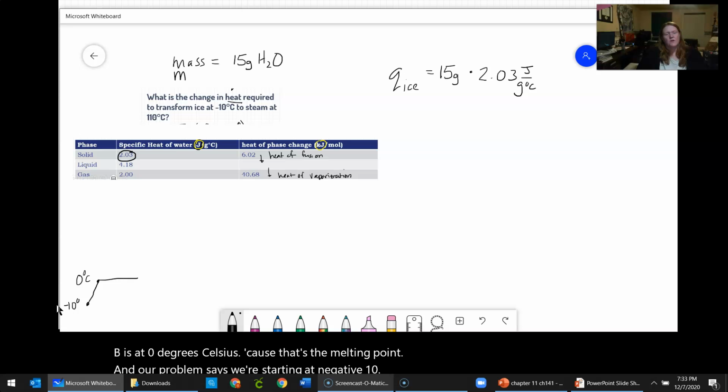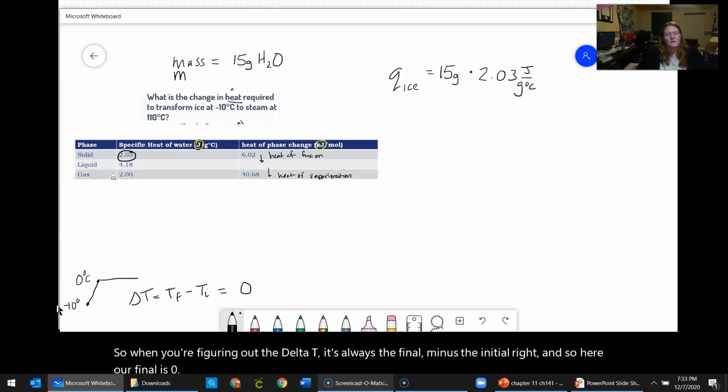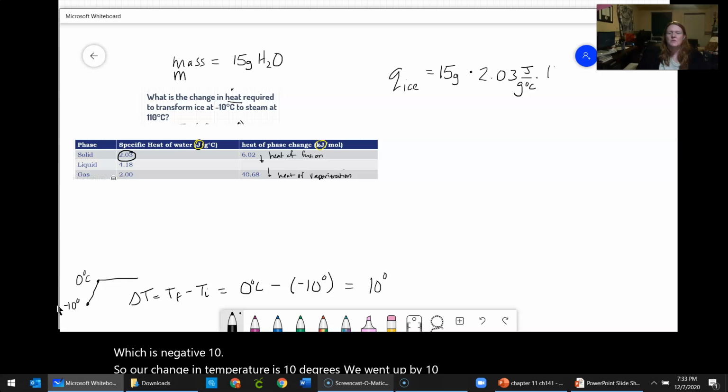So when you're figuring out the delta T, it's always the final minus the initial, right? And so here our final is 0 degrees Celsius. And we are subtracting our initial, which is negative 10. So our change in temperature is 10 degrees. We went up by 10 degrees. So that's what I'm going to put here.